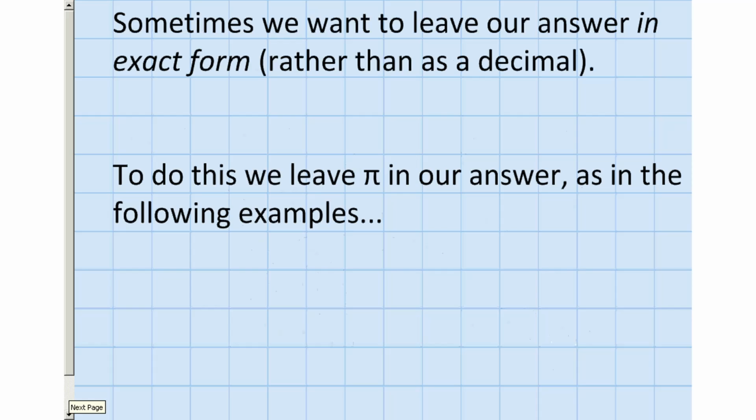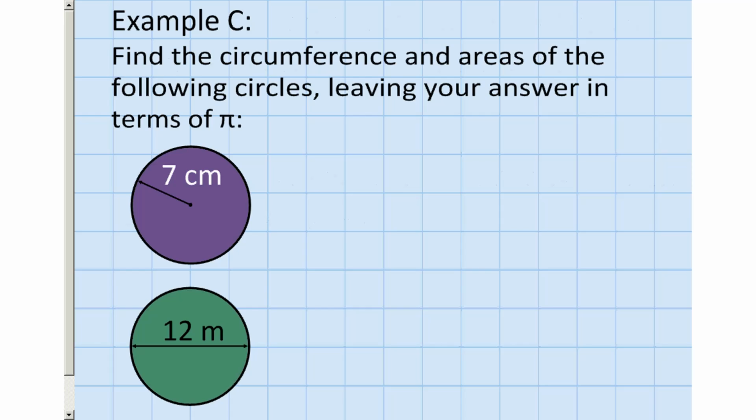Okay, sometimes we want to leave our answer in exact form, so this is where the questions can seem a little harder. All that means is we want to leave pi in our answer. Rather than putting it in your calculator and actually working out a big long decimal, it just wants you to say how many lots of pi that is. So for example, find the circumference and area of the following circles, leaving your answer in terms of pi.